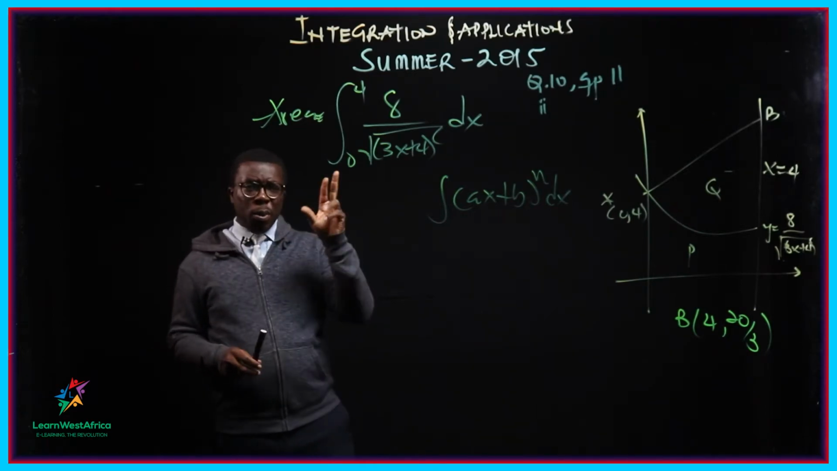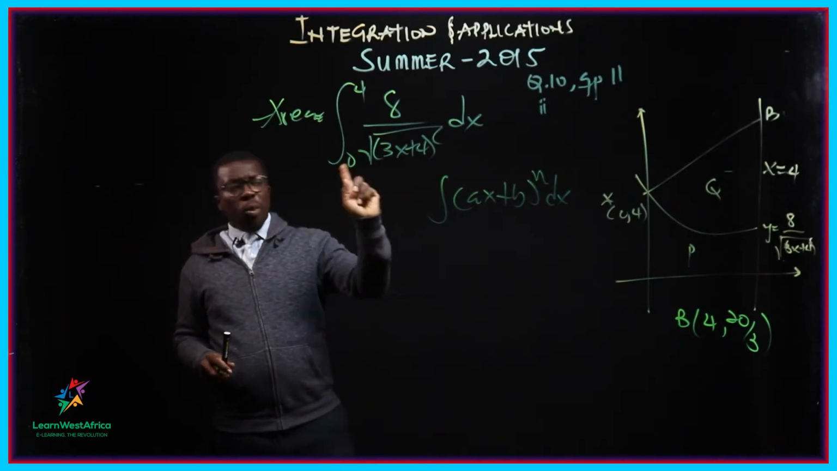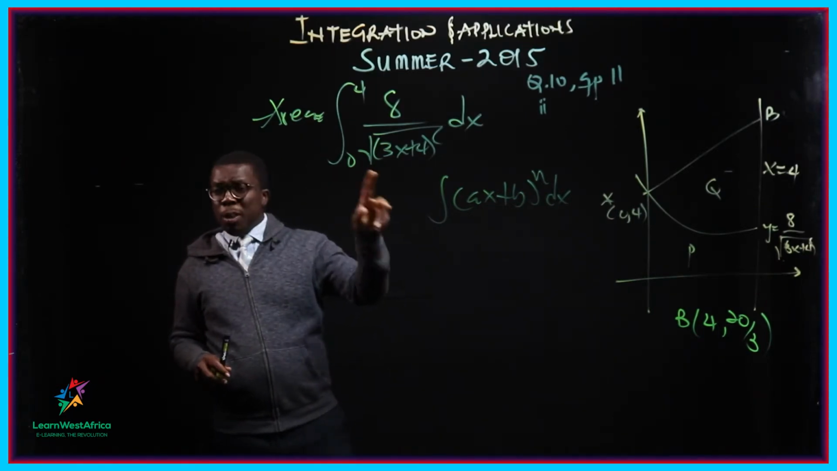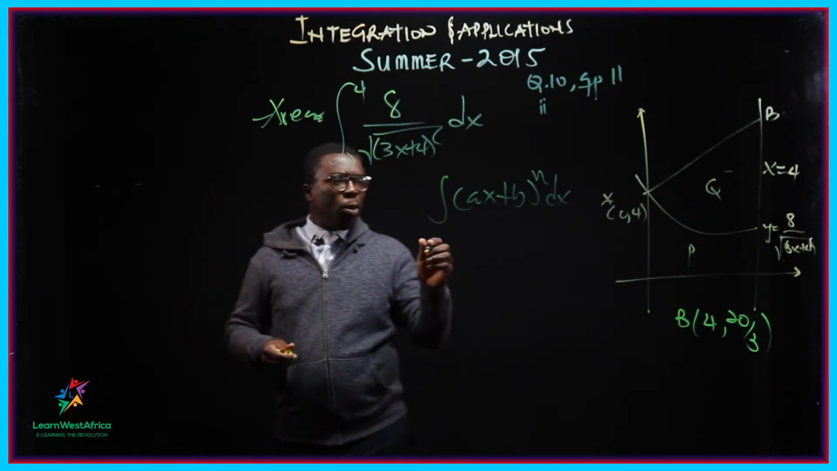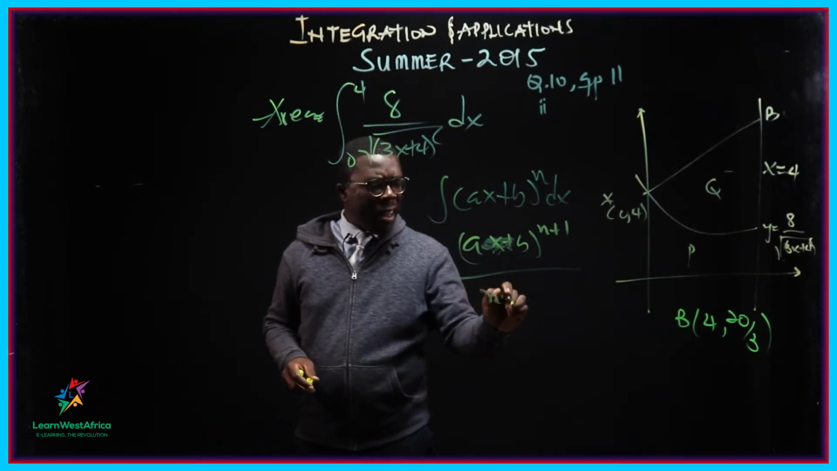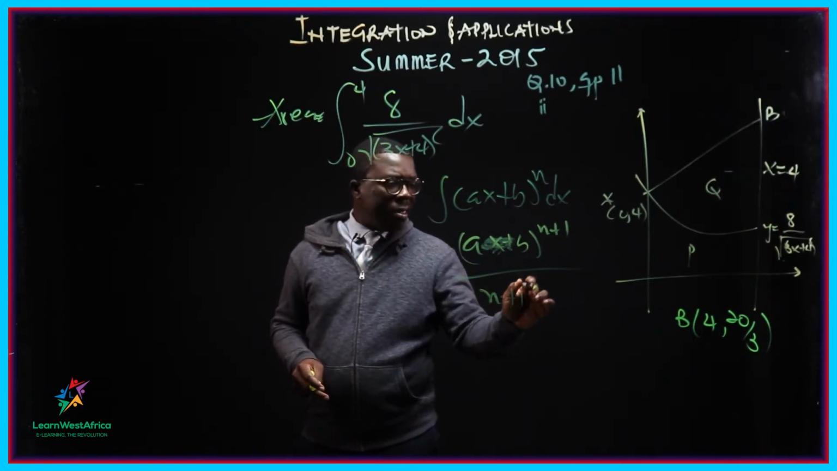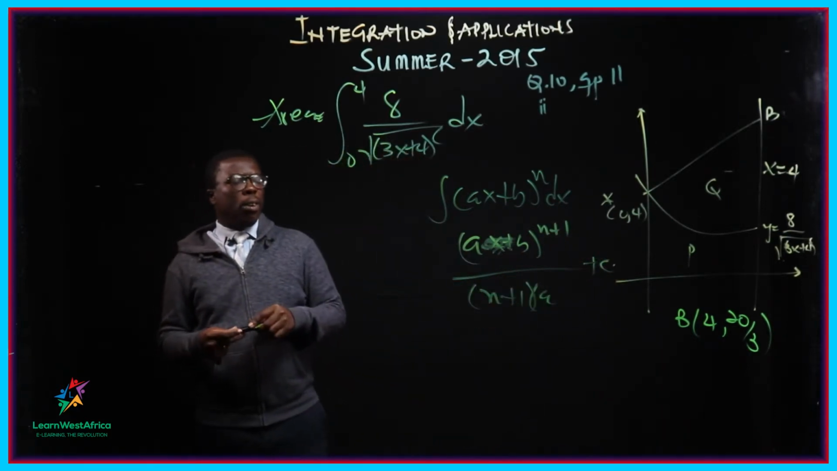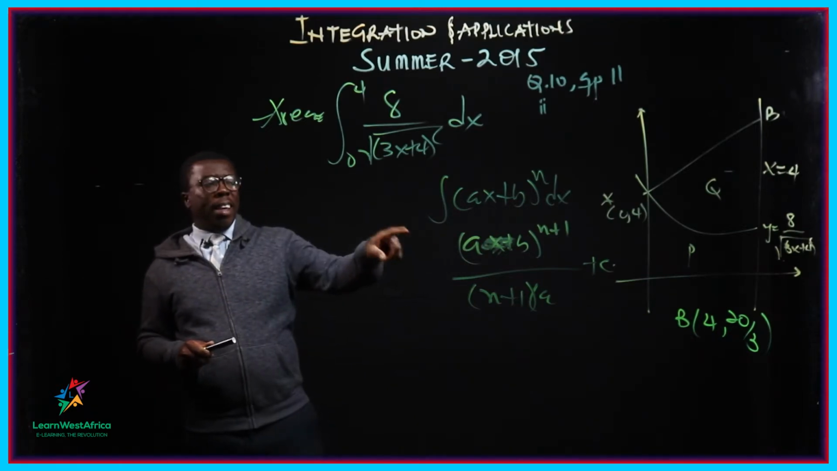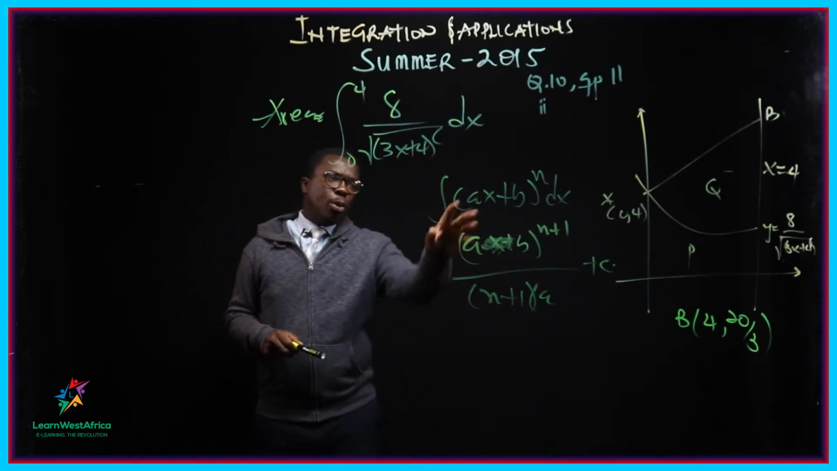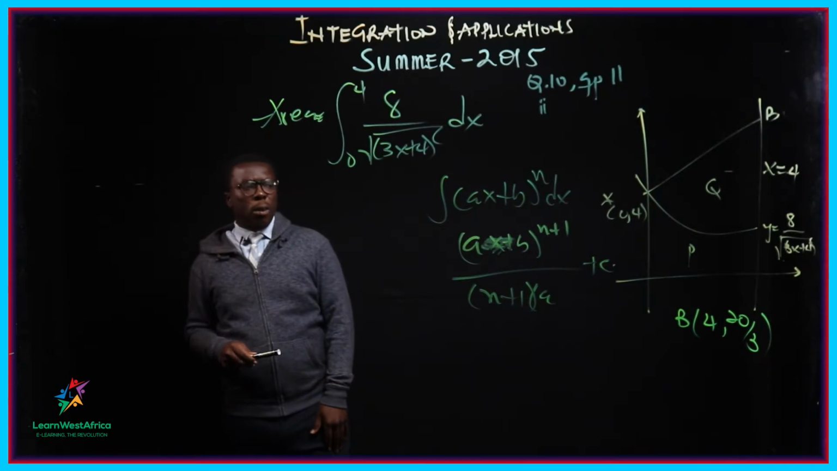The rule is very simple. The result of an integral of (ax plus b) raised to the power n is (ax plus b) raised to the power n plus 1, all over (n plus 1) times a. Then you put your arbitrary constant there. So that's what you have: (ax plus b) all to the power n plus 1 all over (n plus 1) times a, then plus c. When you have that, that should give you your integral.